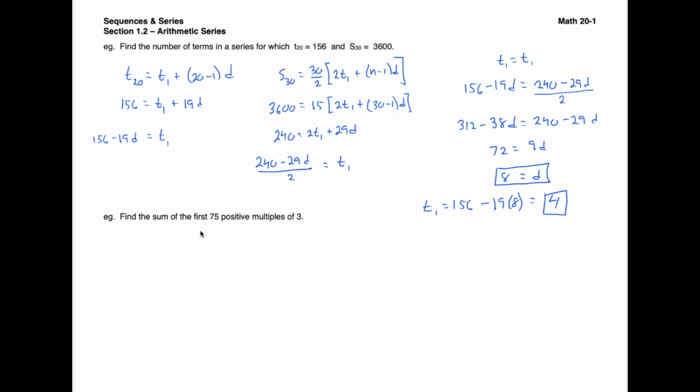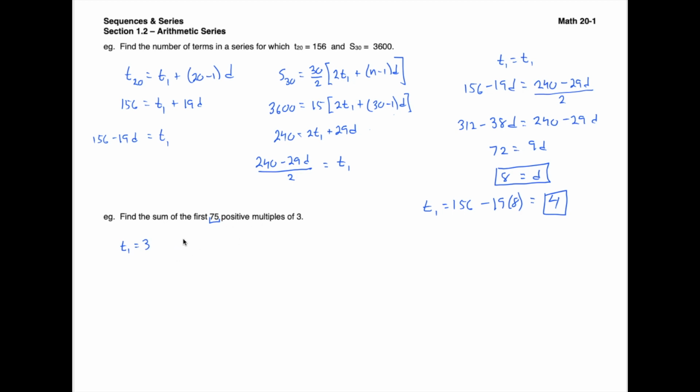So for this last one, we're looking for the sum of the first 75 positive multiples of 3. So that's going to be my n value. Multiples of 3 are just something where I can go 3 times some integer to generate that term. So 3 times 1 is 3, 3 times 2 is 6, 3 times 3 is 9. And so we can see that my first term has to be a 3, and that they're going up by 3's in each case. So what I can say from this is t1 is equal to 3, because that's going to be the first positive multiple of 3.